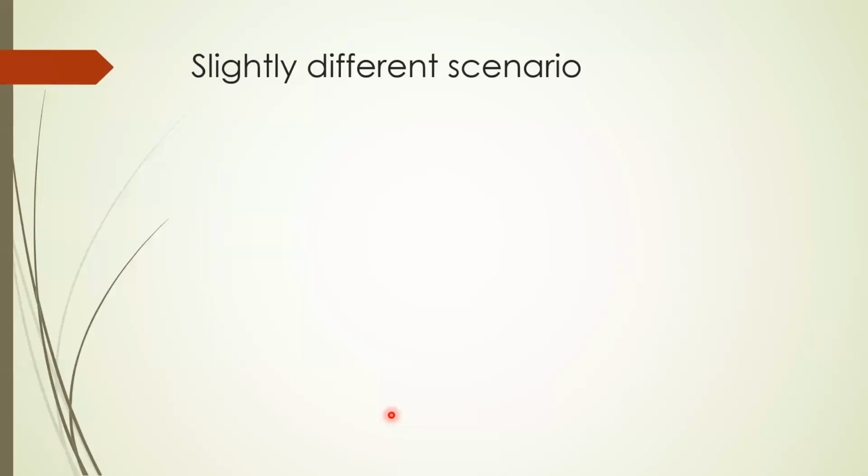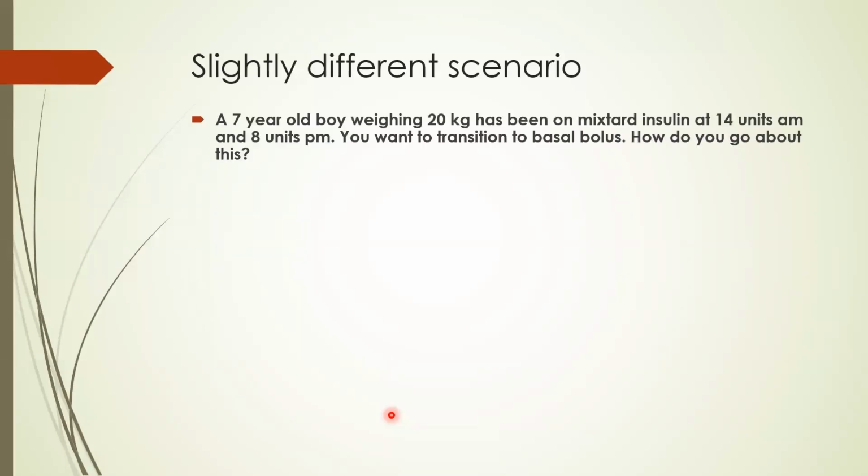A slightly different scenario, and you'll actually get a lot of these scenarios in the field because you have experienced this. Now, this one here is a 7-year-old boy weighing 20 kilos, who has been on mixed insulin at 14 units in the morning and 8 units in the evening. You want to transition to basal bolus. How do you go about this?